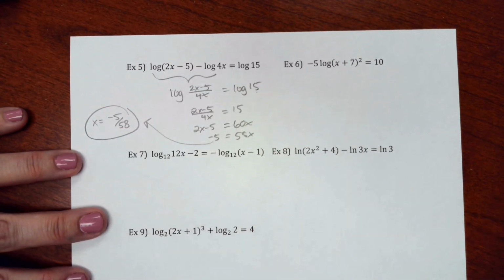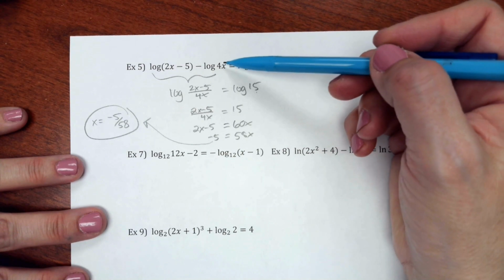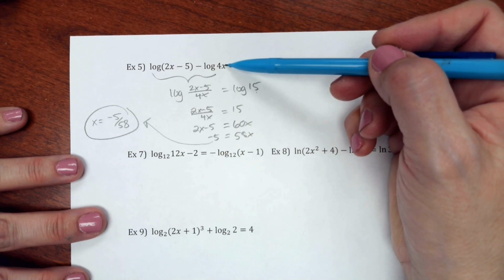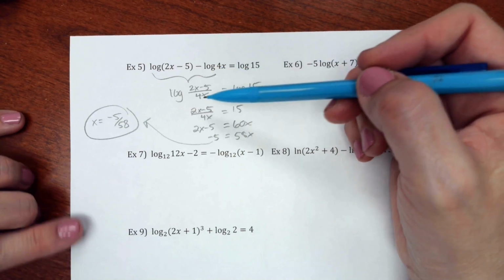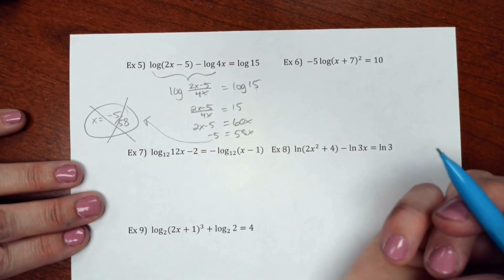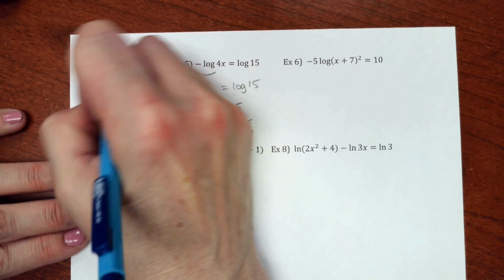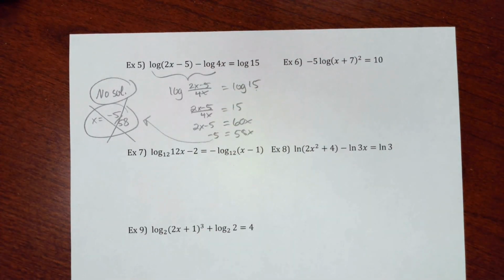Okay, so let's check it out. So if I put negative 5 over 58 right there, 4 times a negative 5 over 58 would be a negative. You can't do the log of a negative. So this is going to produce an illegal situation. So I do not want it. And since that's the only answer I had, I have no solution left. So no solution is my solution.